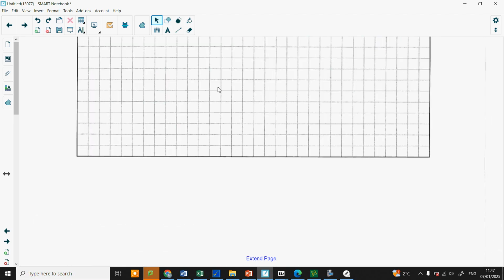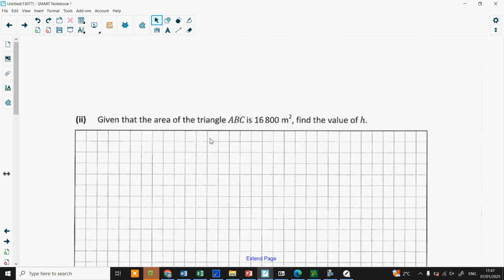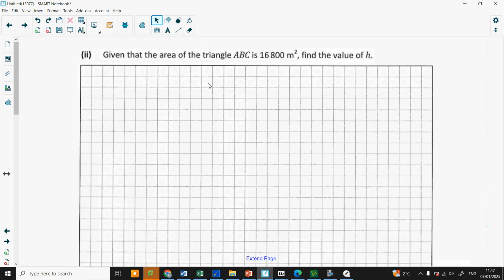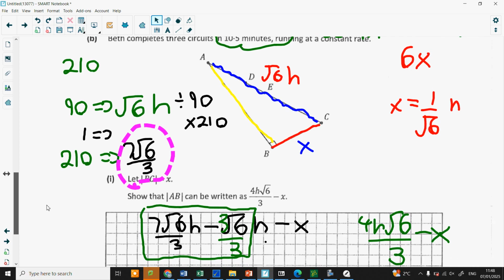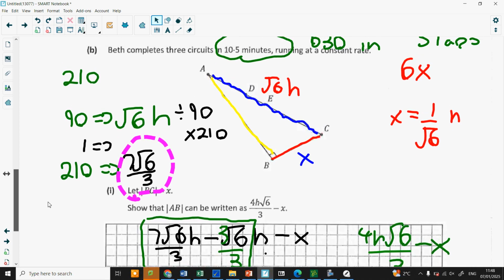Okay, is there something else? Oh boy. Given that the area of the triangle ABC is 16,800 meters squared, find the value of H. Okay, which one's ABC? Is that the one we just did? Okay. So, okay, lovely. Killer. All right.